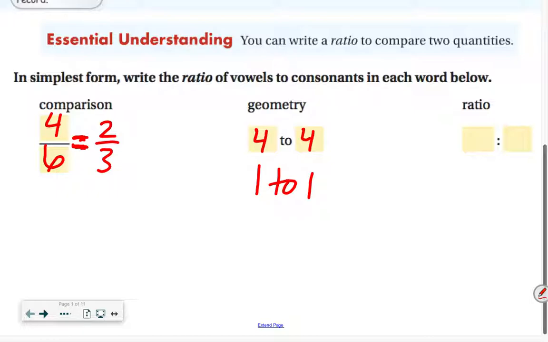How many vowels are in the word ratio? 3. A-I-O. How many consonants do we have? 2. Can I simplify that? No, there's nothing that goes evenly into 3 and 2 both. Okay, our 3 ways to write ratios. We're okay with those? Okay.